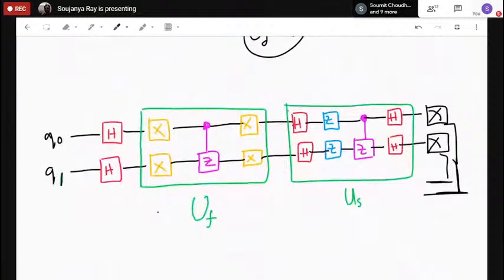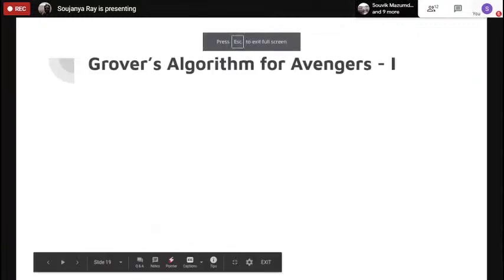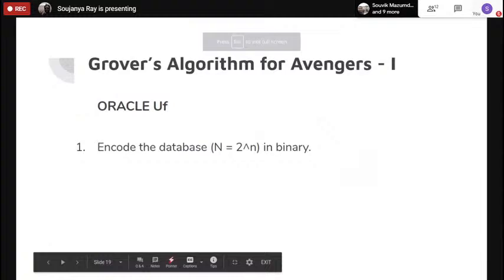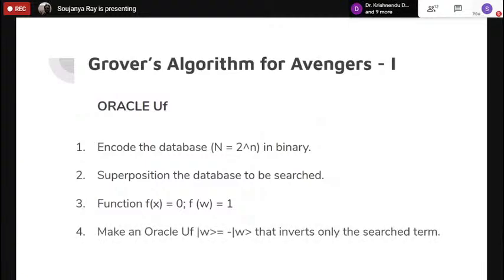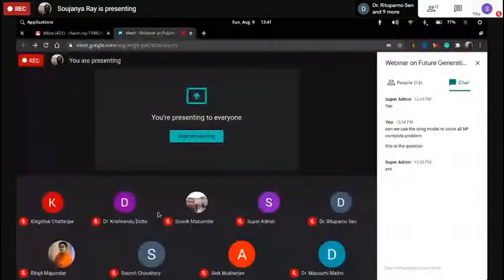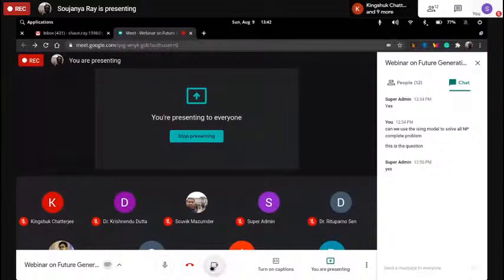So let's get back to the slides. Okay. Let's get back to the slides. So Oracle UF, we did this, then we put the database into superposition, then we made the function that does this, and we made an oracle that inverts the phase of the searched item only. And here I think I can turn on my camera as well. So get back.